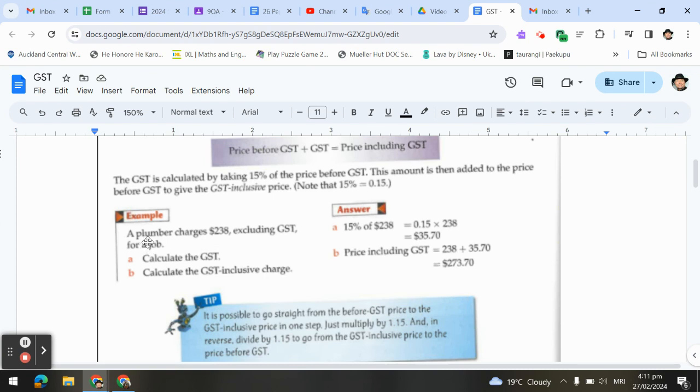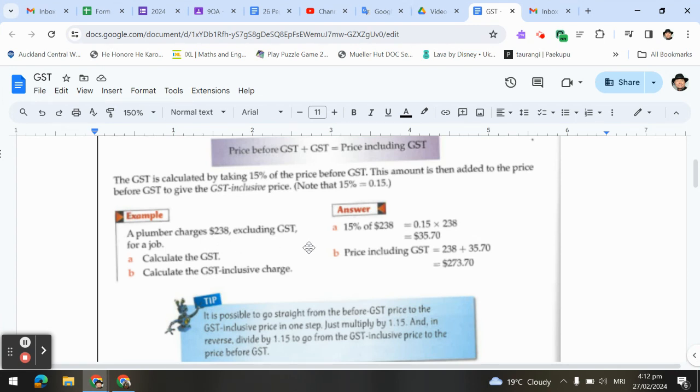For example, a plumber charges $238 excluding GST. Calculate the GST and then calculate the GST inclusive charge, which is another way of saying the price including the GST. So if the $238 excludes or is without the GST, we need to find 15% of $238.